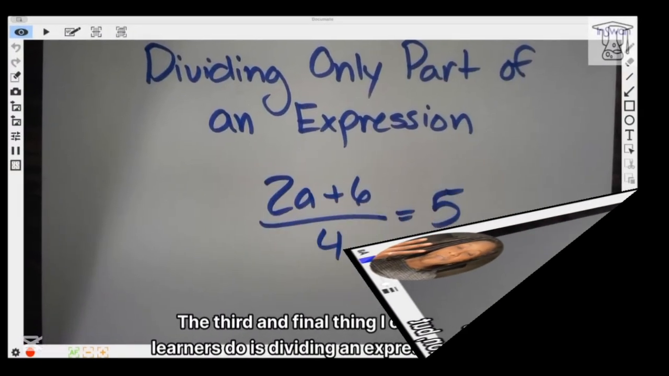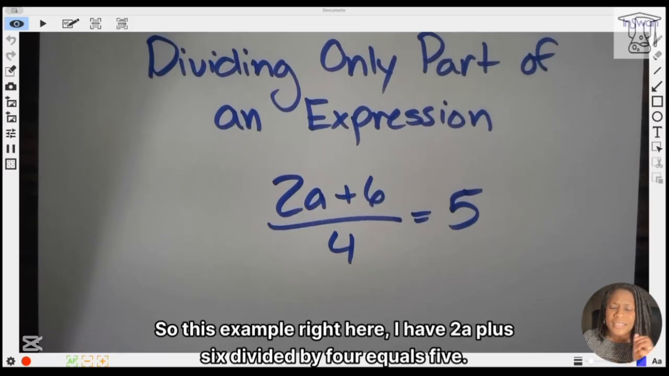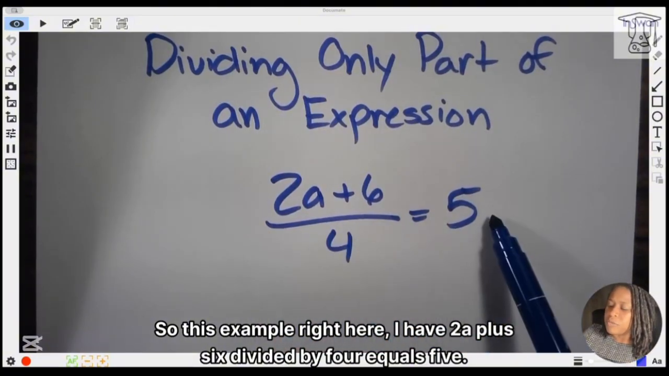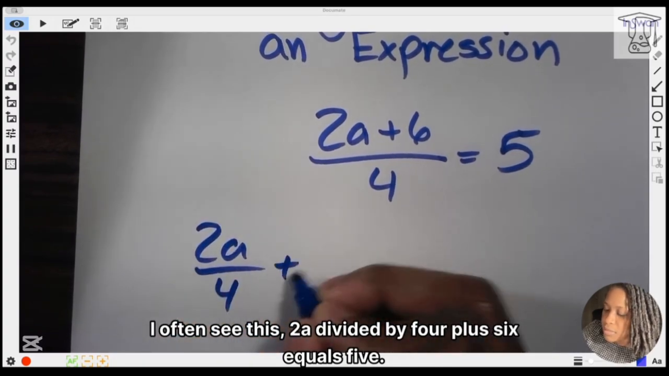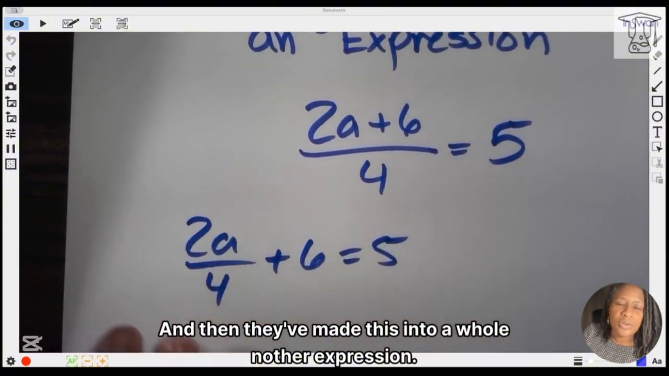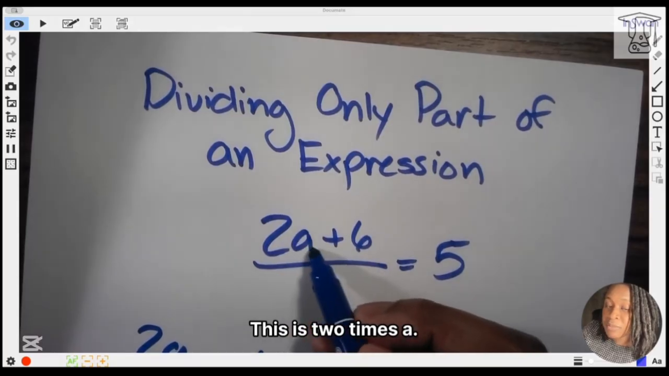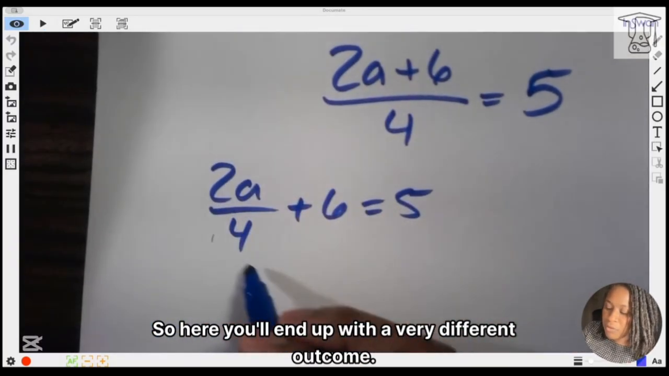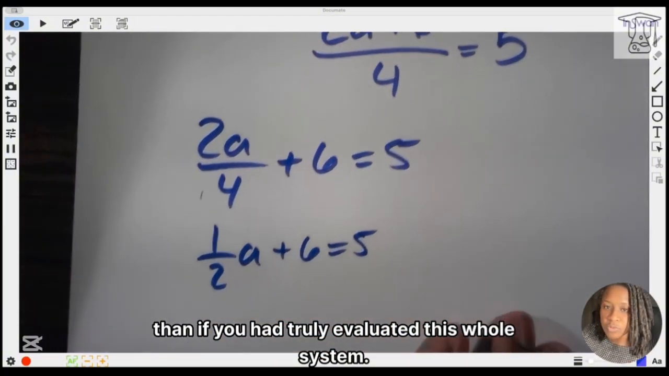The third and final thing I often see learners do is dividing an expression, but only in part. So in this example right here, I have 2a plus 6 divided by 4 equals 5. I often see this: 2a divided by 4 plus 6 equals 5. And then they've made this into a whole other expression. This is just 2 times a divided by 4. This is 2 times a plus 6, divided by 4. So here you'll end up with a very different outcome than if you had truly evaluated this whole system.